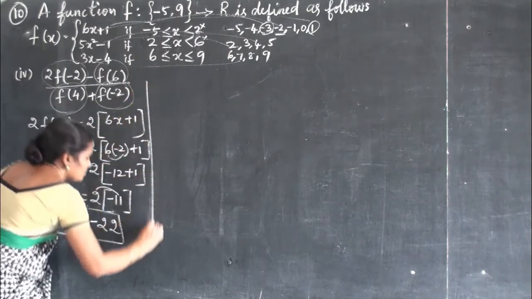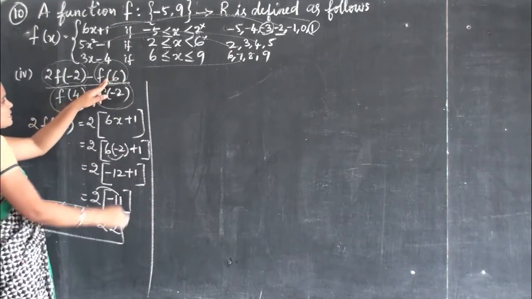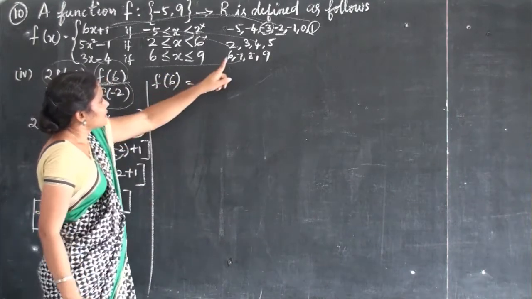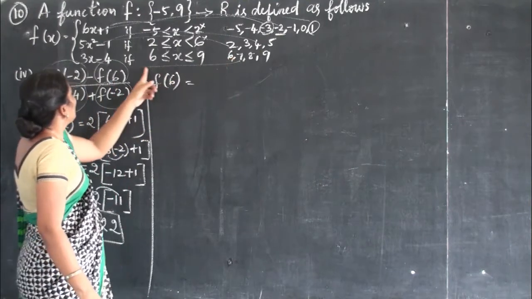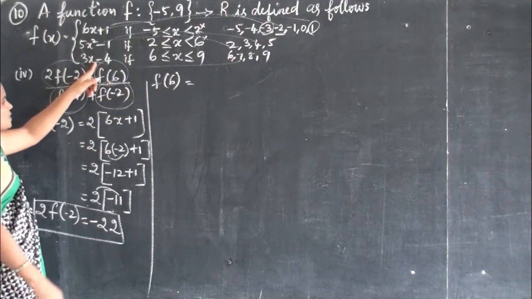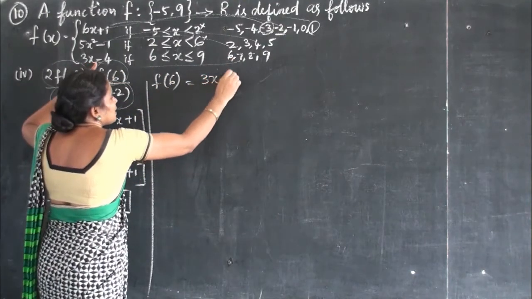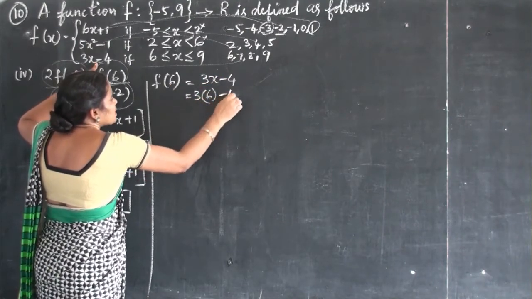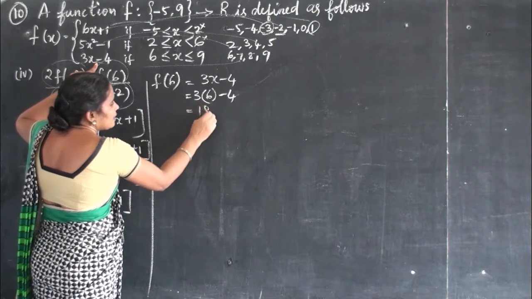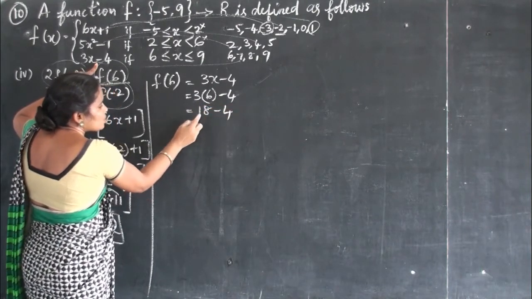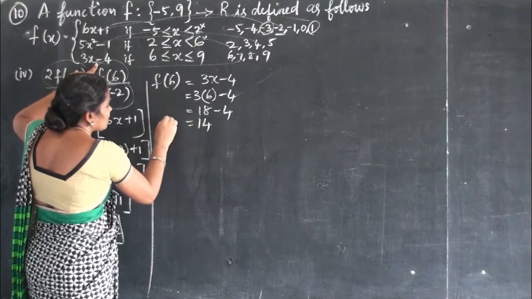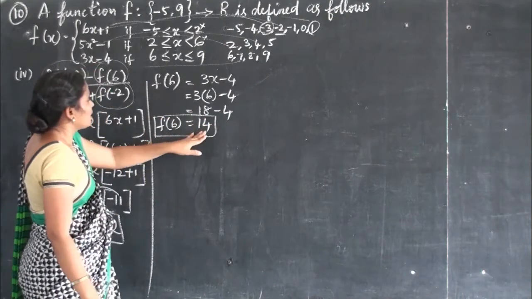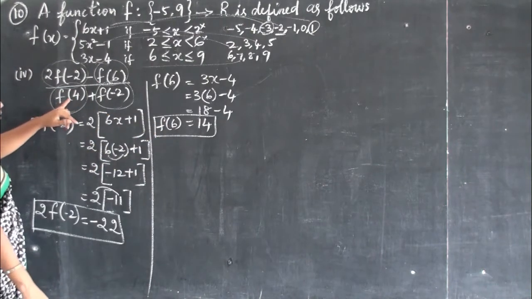Then find f of 6. f of 6 is in the third equation, that is 3x minus 4. 3x, that is 6, minus 4. 3 6s are 18. 18 minus 4. So 18 minus 4 is 14. f of 6 is equal to 14. Then find f of 4.